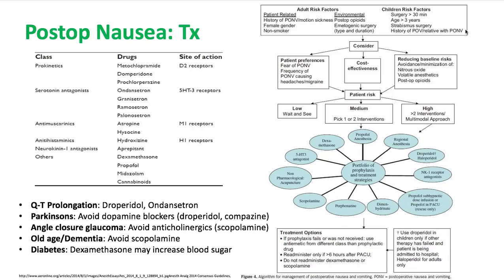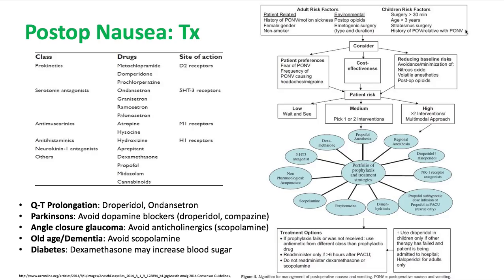It acts at the dopamine receptor, and Reglan would not be used in a patient with Parkinson's disease, for example. Serotonin antagonists like ondansetron act at the 5-HT3 receptor, antimuscarinics like atropine and scopolamine act at M receptors, and antihistamines act at histamine receptors. We have the new drug aprepitant, which is a neurokinin antagonist, and then we have dexamethasone. Using a propofol-based anesthetic, and even midazolam as an anti-anxiety treatment in the preoperative period, tends to reduce postoperative nausea.